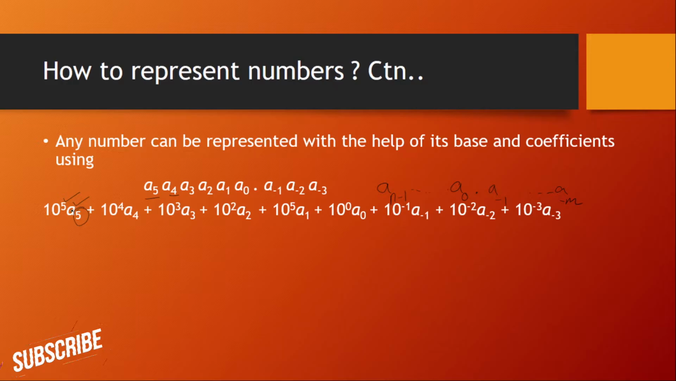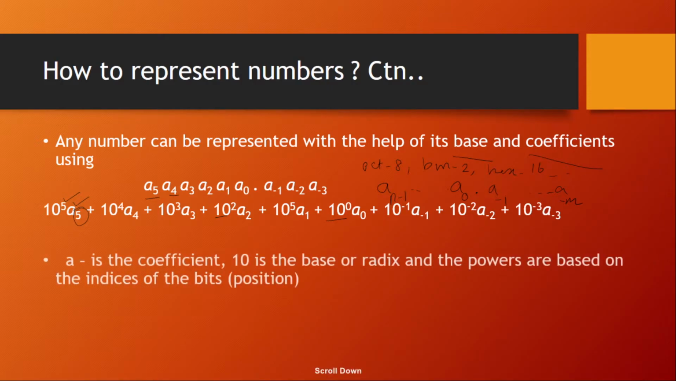Here a represents each and every bit of that number, which we technically call the coefficient, and the value 10 here represents the base of that number system. Since we are having an example of decimal number system, the base is 10, but depending on the number system, it might change. If it is octal, we will have a base value of 8. If it is binary, then we have a base value of 2. If it is hexa, then we will have a base value of 16, and so on. It depends on the base value. So that's what I said: a represents the coefficient, 10 is the base, and the other name for this base is radix.